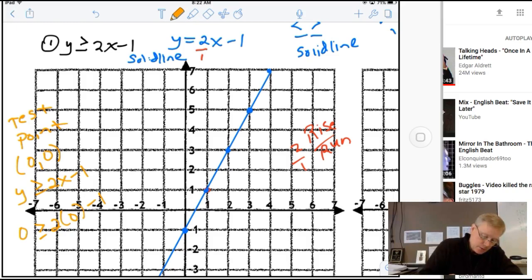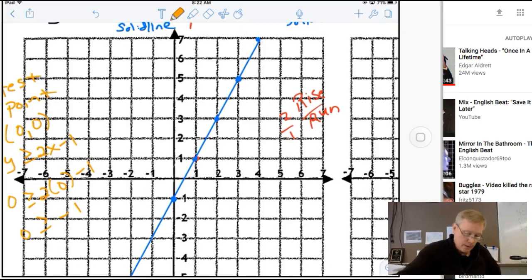2 times 0 is 0. 0 minus 1 is -1. So I get 0 is greater than or equal to -1. Now 0, 0 is there on the graph. That's the origin. And this is true. 0 is in fact greater than -1. 0 is greater than all negative numbers. Therefore, that side of the line is the solution side. If I got something that was false, then the other side of that line would be the solution side.